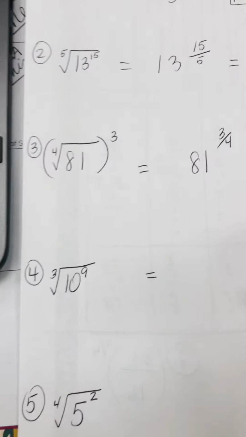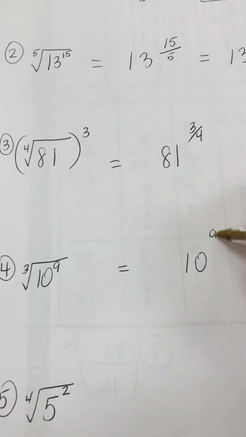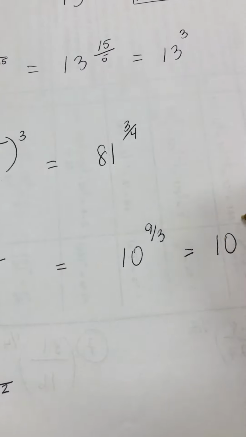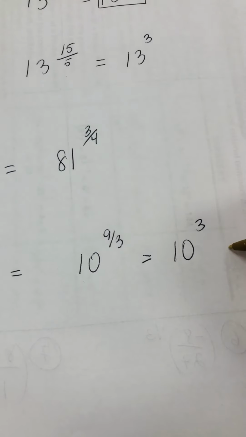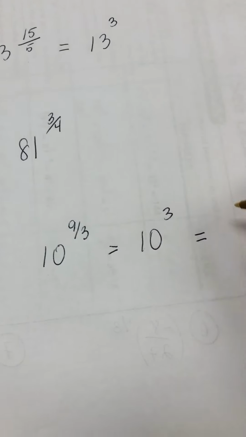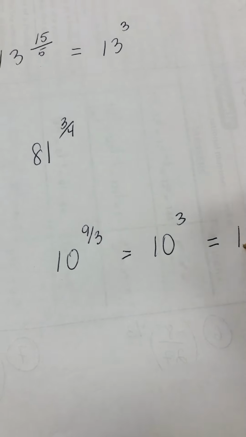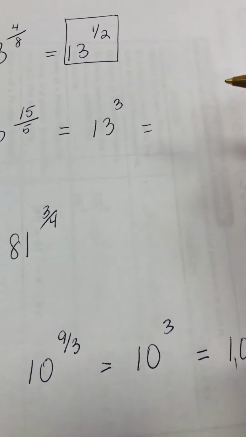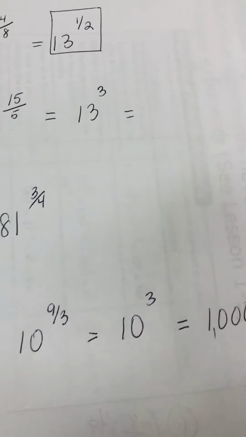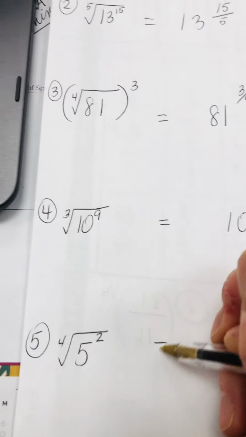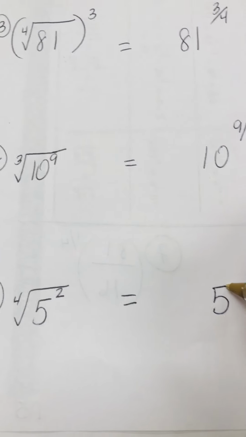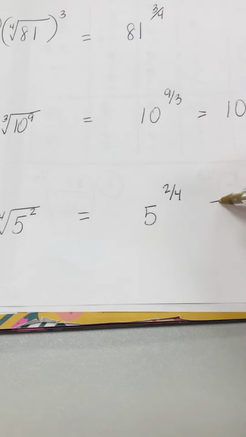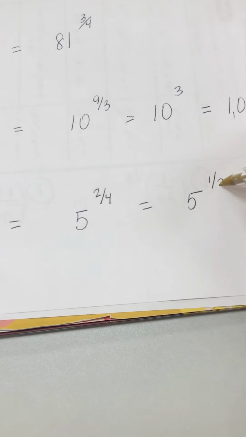Okay, and then here I have 10 to the exponent over index, which is 9 over 3, which is equivalent to 10 cubed, which in this case you could keep simplifying as 1,000, right? I could even have kept simplifying here to whatever 13 cubed is. I don't even know off the top of my head. All right, and then the last one here is 5 to the power of exponent over index, which is 2/4. So that is equivalent to 5 to the 1/2.